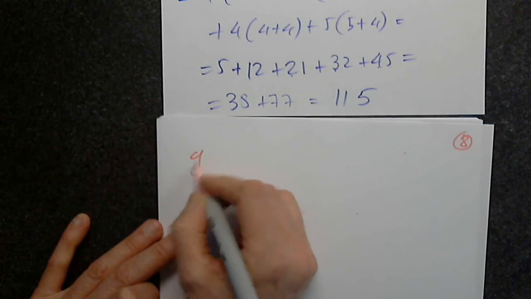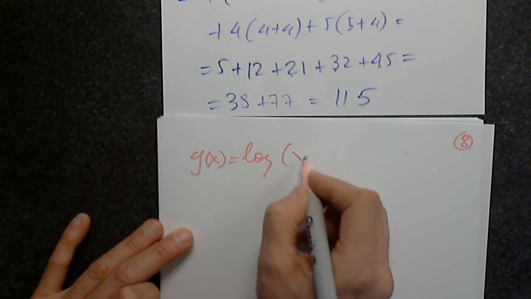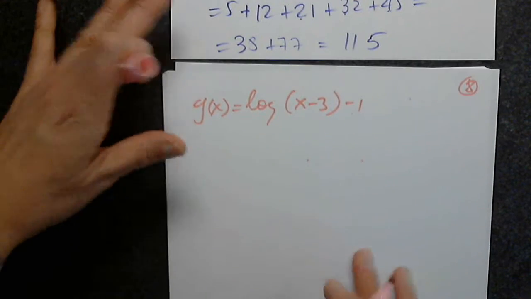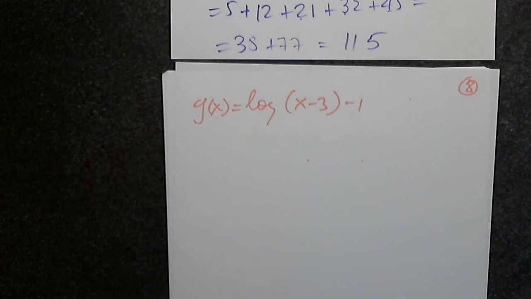And we have g of x equals log of x minus 3, minus 1. With this problem, we're asked to use transformations and present the graph in the order of operations. And also, we are asked to find the x and y-intercepts algebraically. Good. We have to start by finding the domain, and then the base function, and then step by step, build this function.